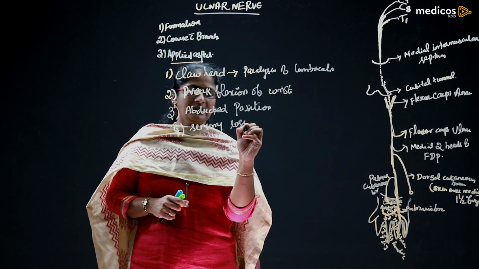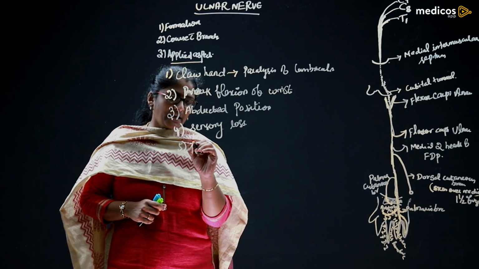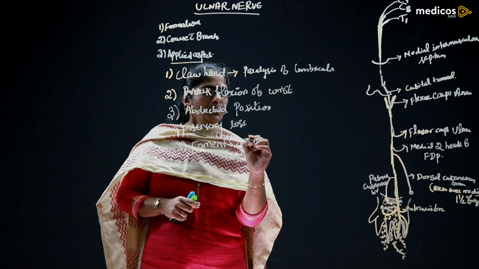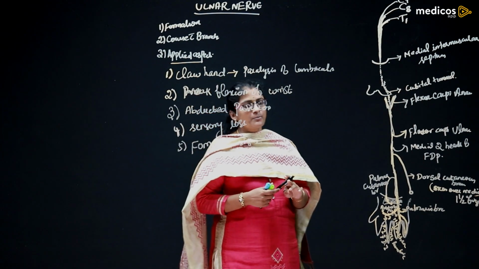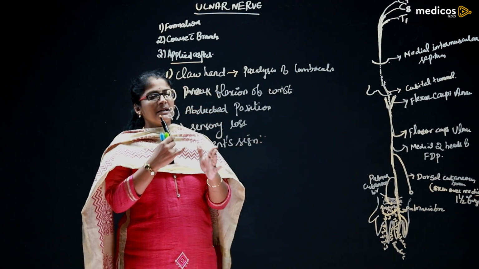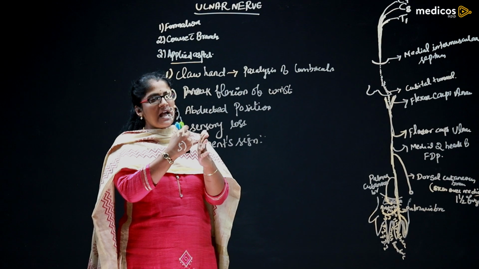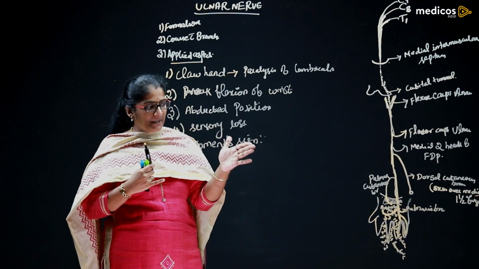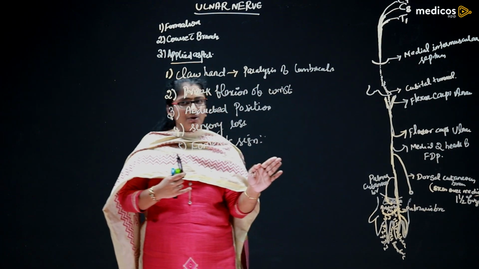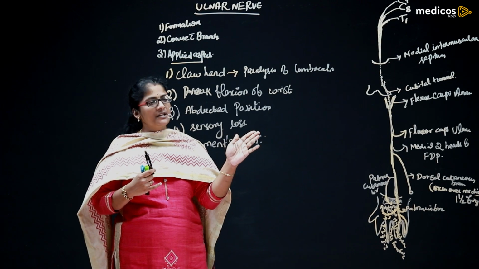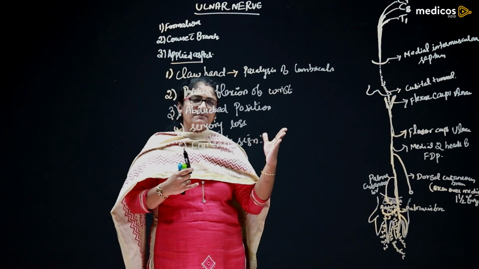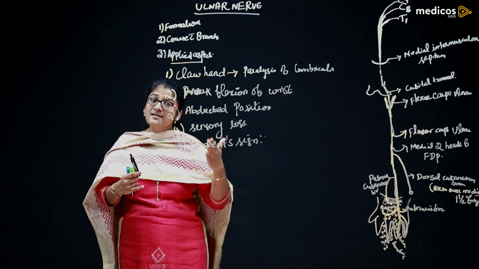Finally, we can test by Froment's sign. What is meant by Froment's sign? The adductor pollicis is responsible for adduction of the thumb. If we place a paper between the thumb and the index finger, the person has to hold the paper by adducting the thumb. If the ulnar nerve is injured, the person will try to hold the paper by flexing, not by adducting, because the flexion of the thumb is maintained by the median nerve, by the flexor pollicis brevis.